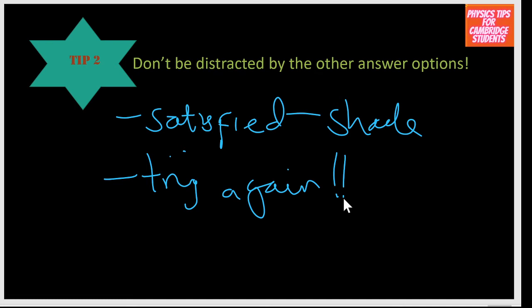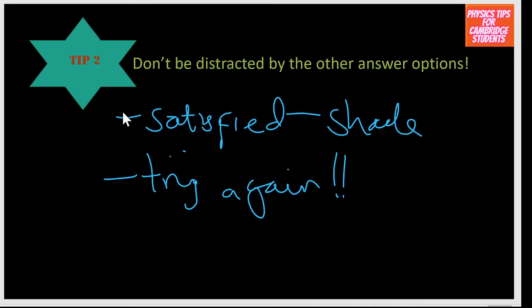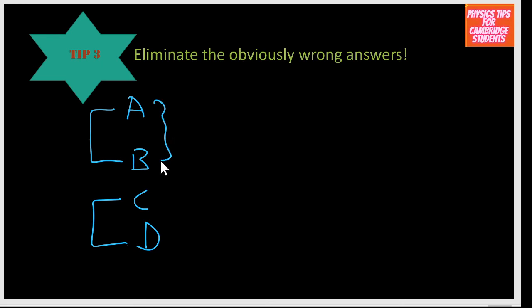Then tip number 3, you should eliminate the obviously wrong answers. Because say you've got your A, B, C, and D. Usually, the answer would be between options A and B or between options C and D. So obviously, if you eliminate C and D, you'll be left with A and B, and one of the answers, A or B, would be correct.